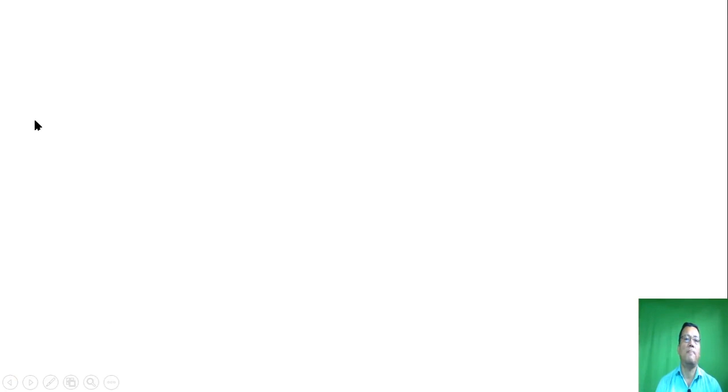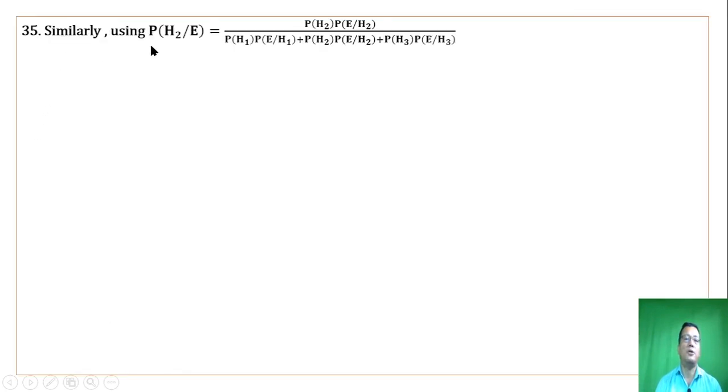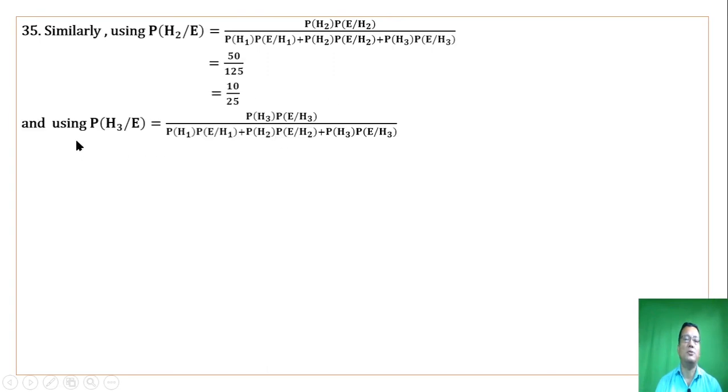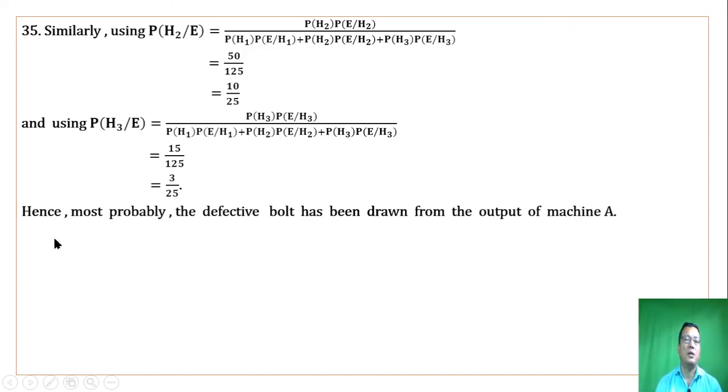Similarly, using Bayes theorem for P of H2 by E and putting in the values, we have this. And for P of H3 by E, we have 3 by 25. From these three values, which one is greater? Hence, most probably the defective ball has been drawn from the output of machine A.